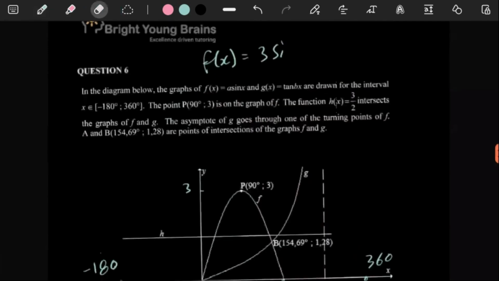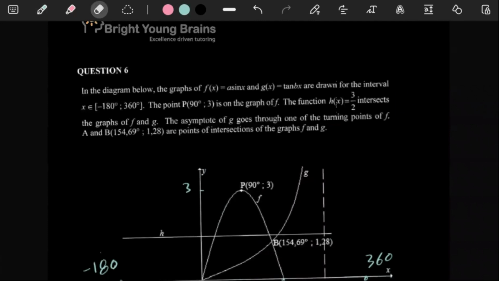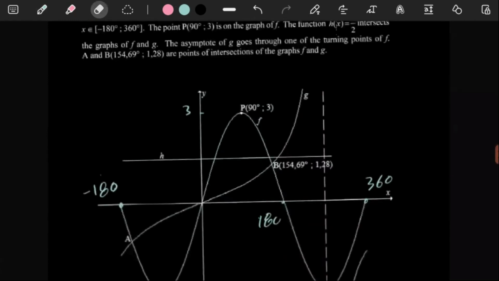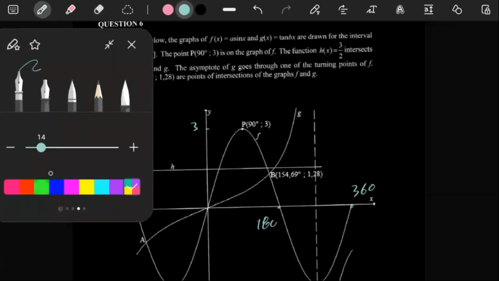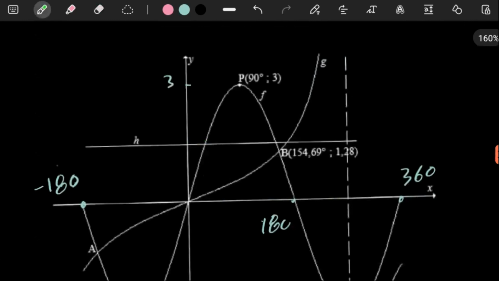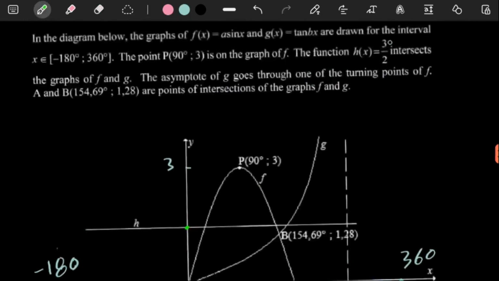Or rather, let me stop answering the questions before we even finish reading them. We've been given f of x and g of x. They are drawn in the interval negative 180 to 360. Point P is this point on the graph of f. The function h of x is a straight line. And as long as this straight line has the equation y is equal to something, it means that its y-intercept there is this number, the 3/2. So we have to be careful, because that 3/2 is giving us this value here.